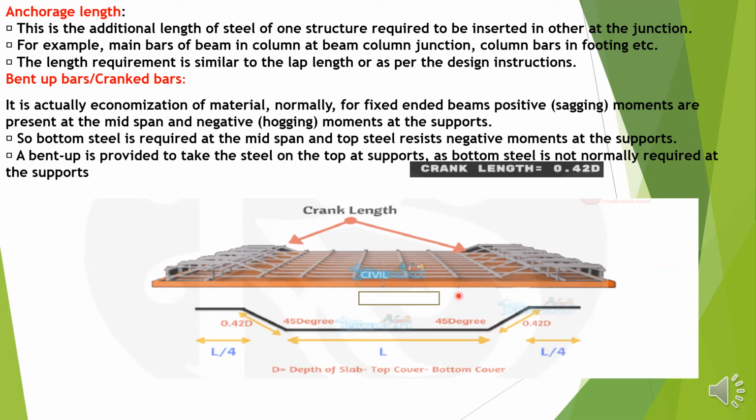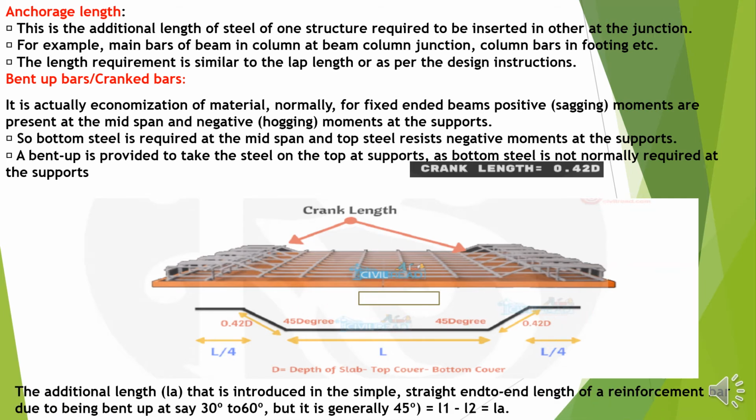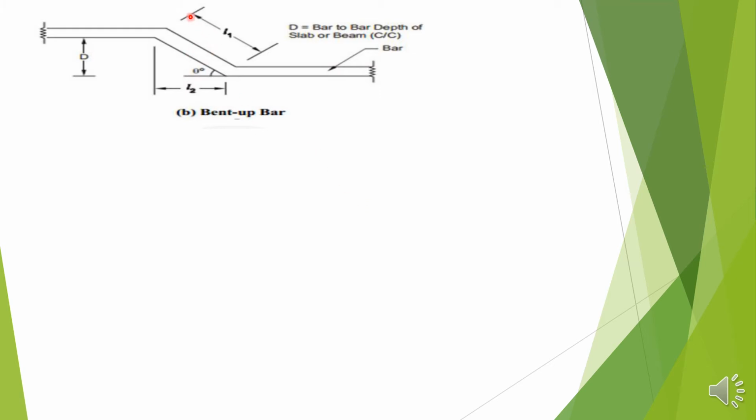This is what I call a crank length. This is the L by 4, after the crank, further development length has been taken care of. The additional length LA that is introduced is a simple straight end to end length of the reinforcement bar due to being bent up at say 30 to 60 degrees, but it is generally 45 degrees. L1 minus L2 is equal to LA, which I am going to explain in the next slide.